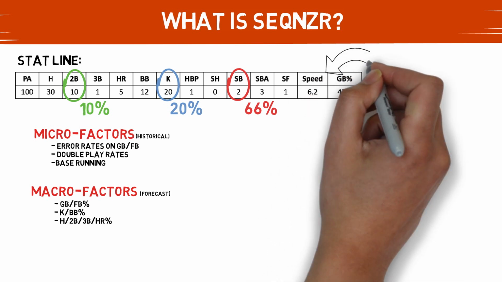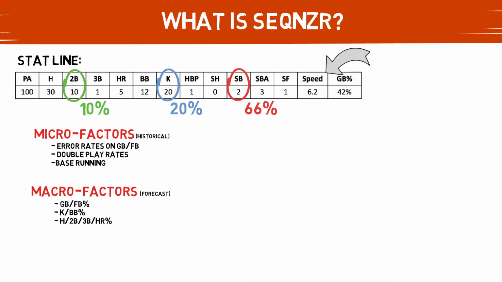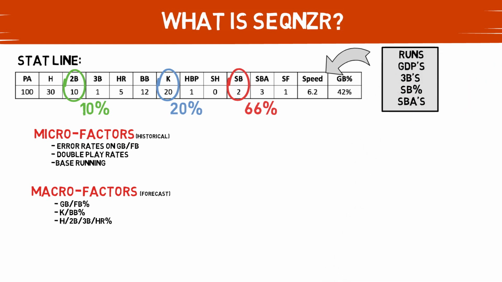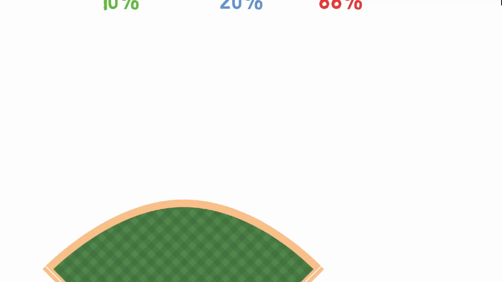Taking a look back at our stat line, there may be a number here that you're not familiar with, that being Seqnzr's speed score. This is calculated by looking at a player's runs, double plays, triples, and stolen bases to give us an idea on that player's speed. Let's take a look at the speed score in action.